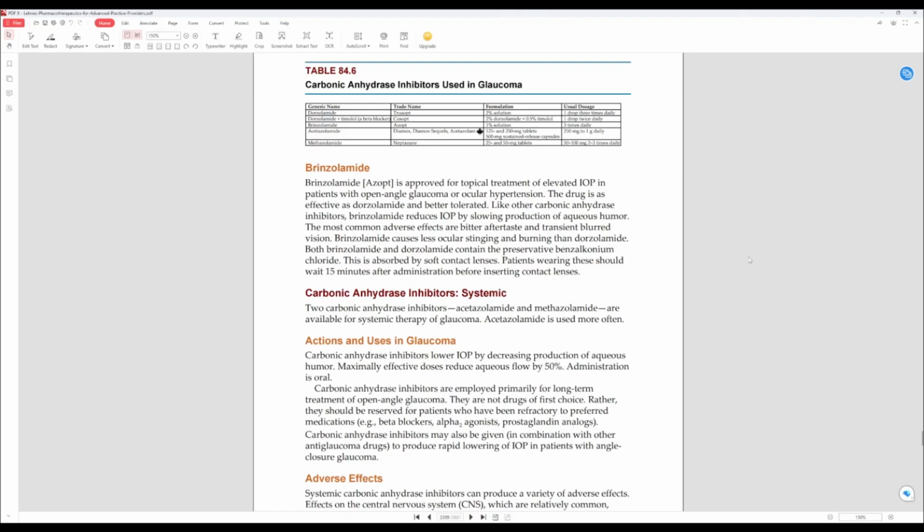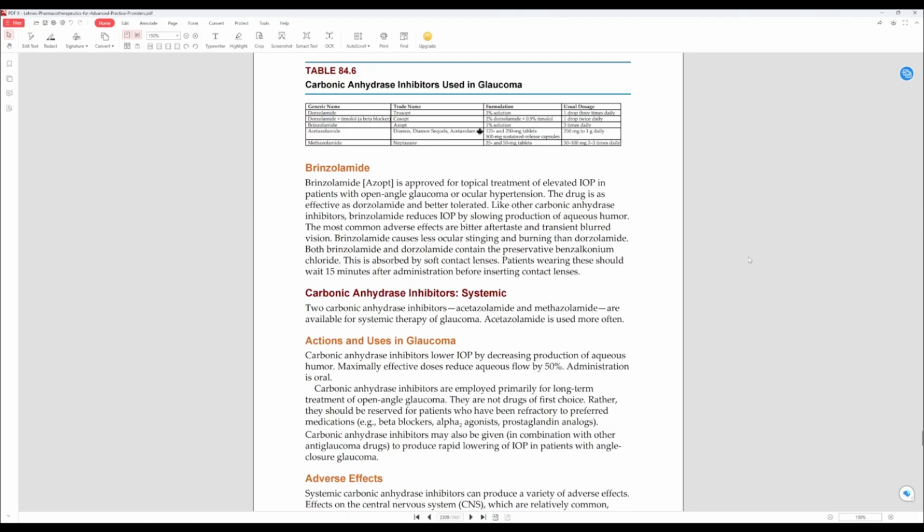Brinzolamide, or Azopt, is approved for topical treatment of elevated IOP in a patient with open-angle glaucoma or ocular hypertension. The drug is as effective as dorzolamide and better tolerated. Like other carbonic anhydrase inhibitors, brinzolamide reduces IOP by slowing production of aqueous humor. The most common adverse effects are bitter aftertaste and transient blurred vision. Brinzolamide causes less ocular stinging and burning than dorzolamide.